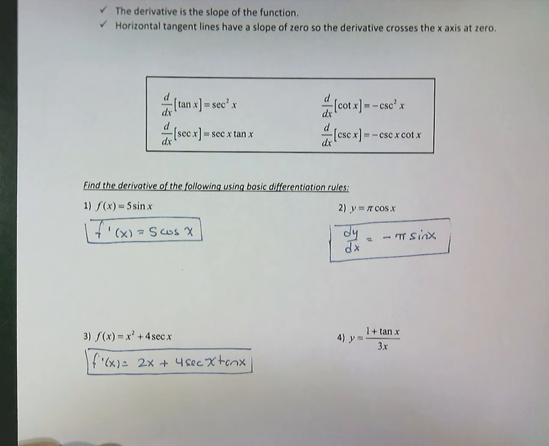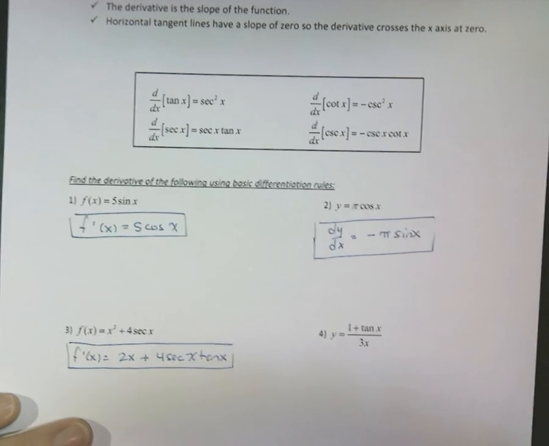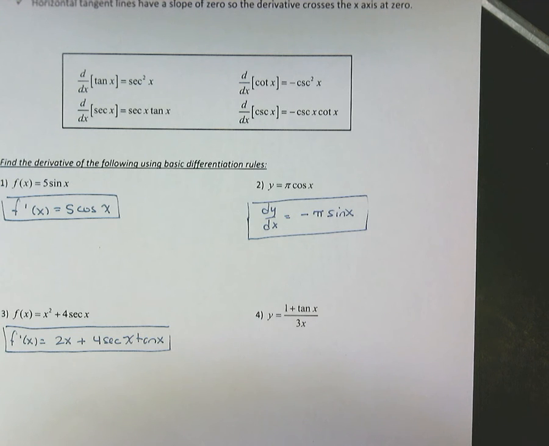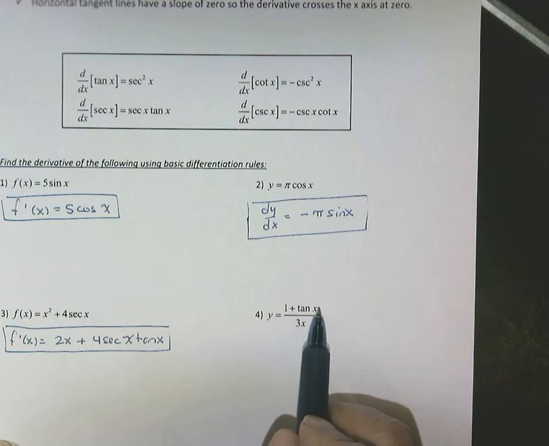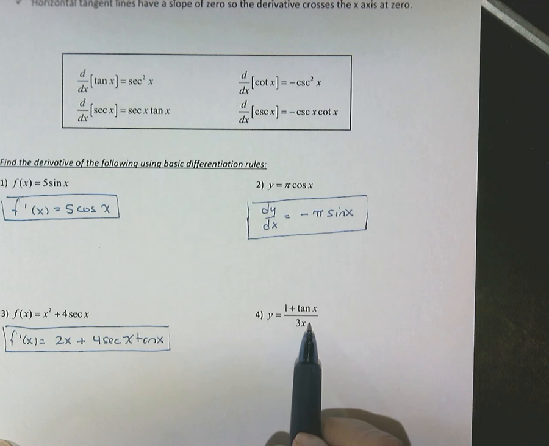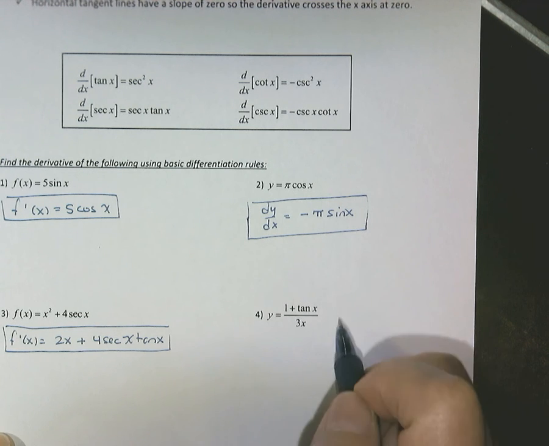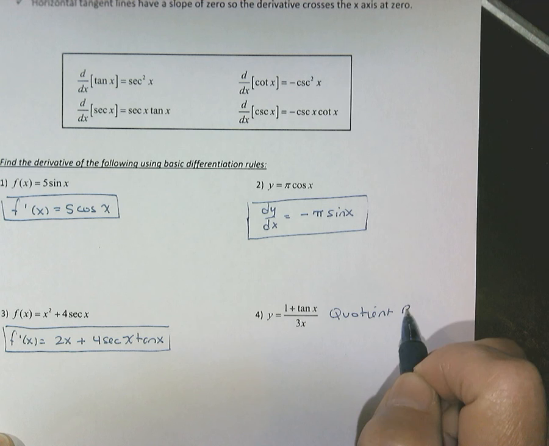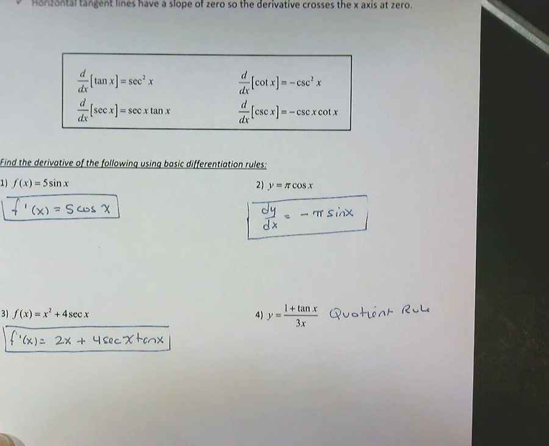This next one's going to require a little bit more. Sometimes I show this before I show product and quotient rule. In this case, I probably will. So bear with me right now. This has got a quotient, so 1 plus tangent x divided by 3x. So I'm actually going to use the quotient rule. If I haven't shown this to you yet, just follow along for right now. It will make more sense later on.